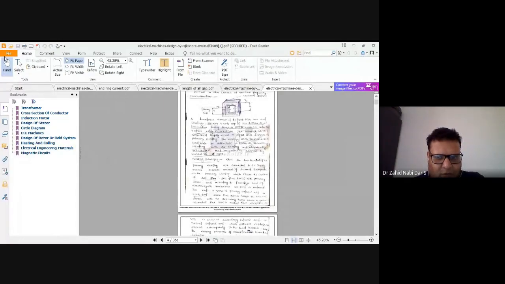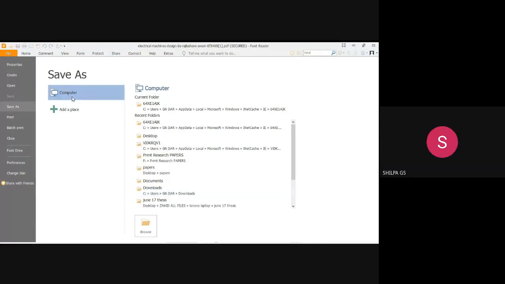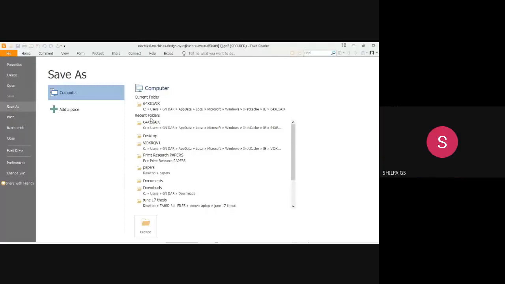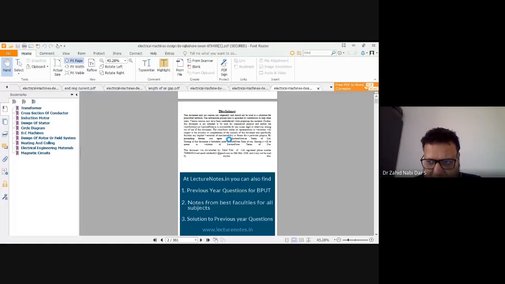So are you able to see something or not? Yes, sir. You can see my computer screen, right? Yes, sir. Okay, so you can see my computer screen. So you can see these notes.